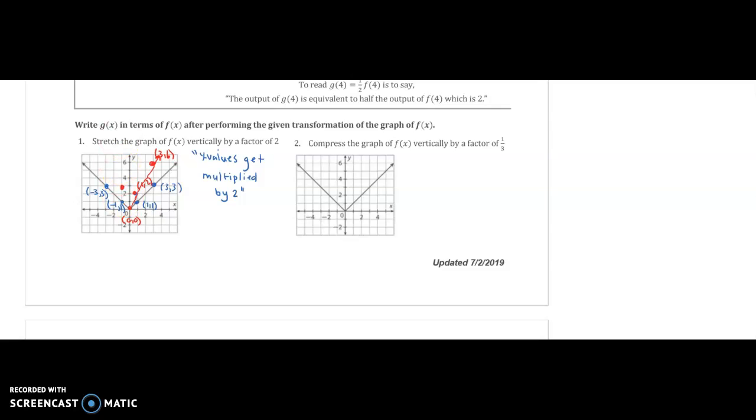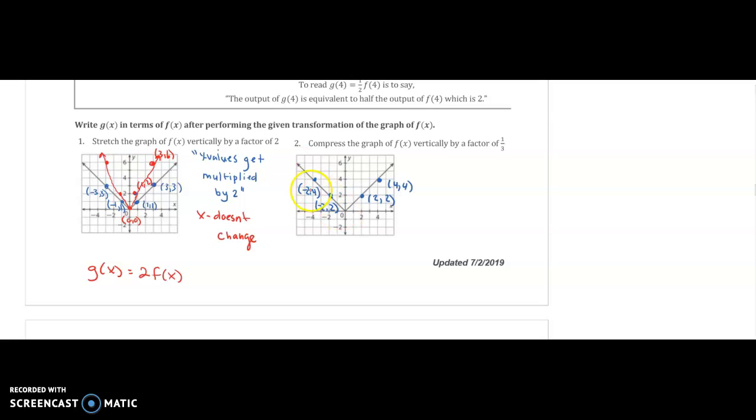Not -1, 3. -1, 2. Sorry about that. -1, 1 gets multiplied by 2, so -1, 2. This one, -3, 3. The y value gets multiplied by 2. -3, 6. 3 times 2 is 6. Alright, and then we have our function. Bam. Y values get multiplied by 2. X doesn't change. So we also need to talk about what the function g of x looks like. Whenever we stretch vertically by a factor of 2, we just have g of x equals 2 f of x.